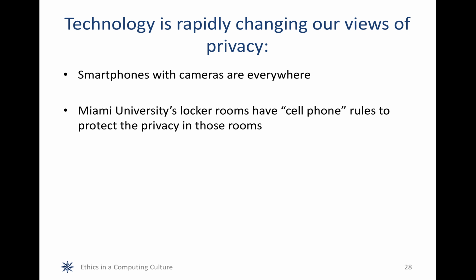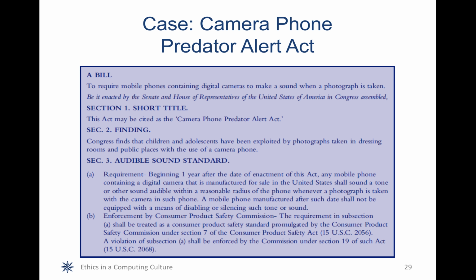All right, so the Camera Phone Predator Alert Act singles out camera phones instead of addressing all digital cameras and video recording devices. So in short, this is a bill that requires mobile phones containing cameras to make a sound when they take a photograph. Currently, this bill has not been passed yet, but it was set up because Congress found that children and adolescents have been exploited by photographs taken in dressing rooms and in public places with camera phones. So does it make sense that this bill singles out camera phones instead of addressing all digital cameras and video recording devices?